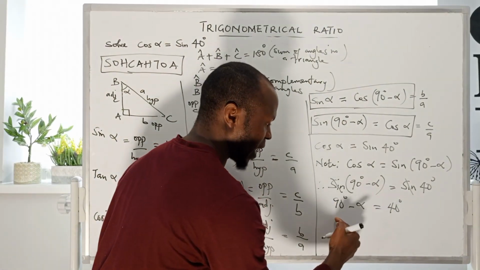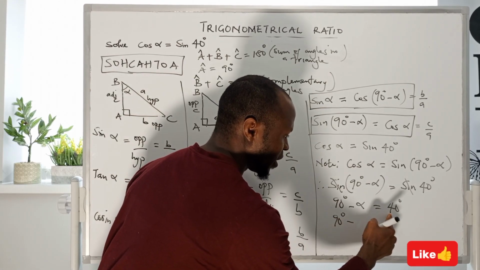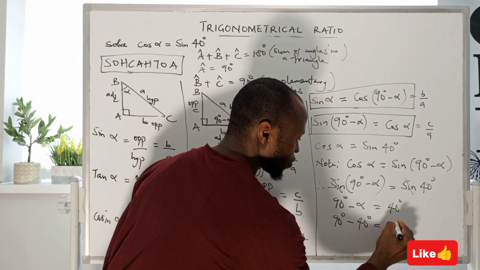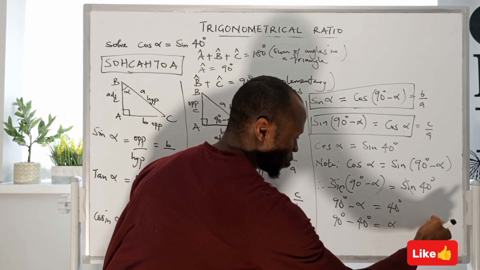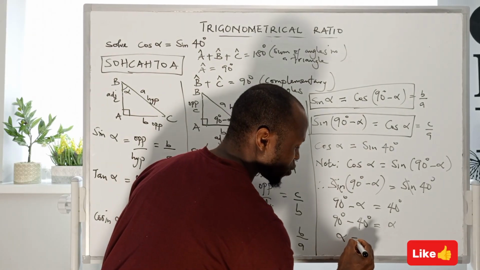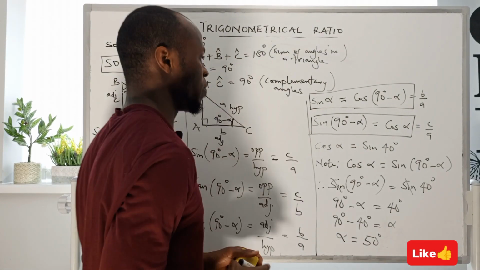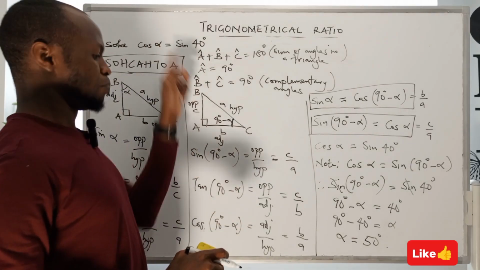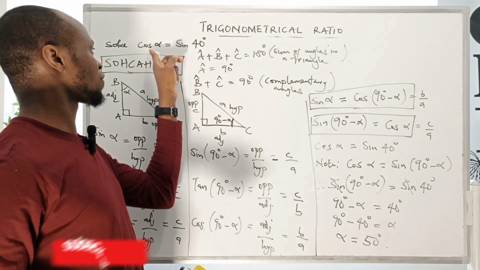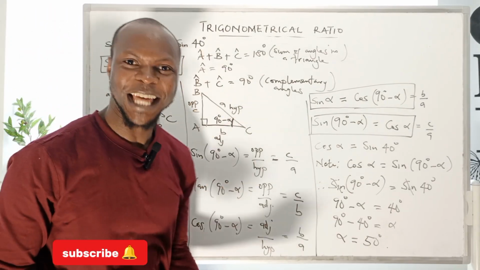Bring your 40 to this side. We have 90 degrees. If 40 degrees comes to this place, it becomes minus. Minus 40 degrees equals alpha. If minus alpha comes to this side, it becomes positive. So therefore, my alpha equals what? 50 degrees. If you press your calculator, put your alpha to be 50 degrees, go and press cos 50 degrees and go and press sine 40 degrees. You will see that they're equal.